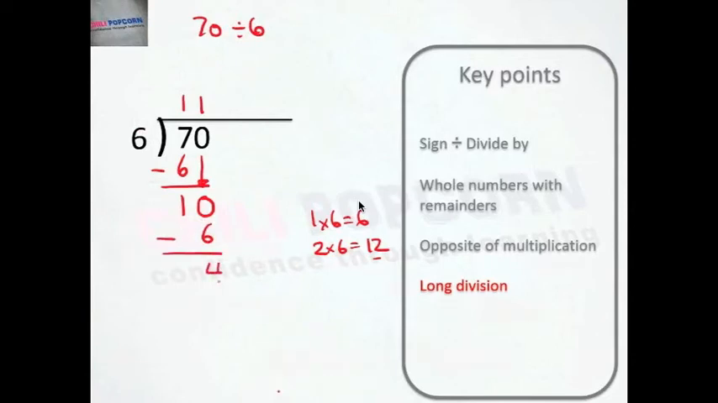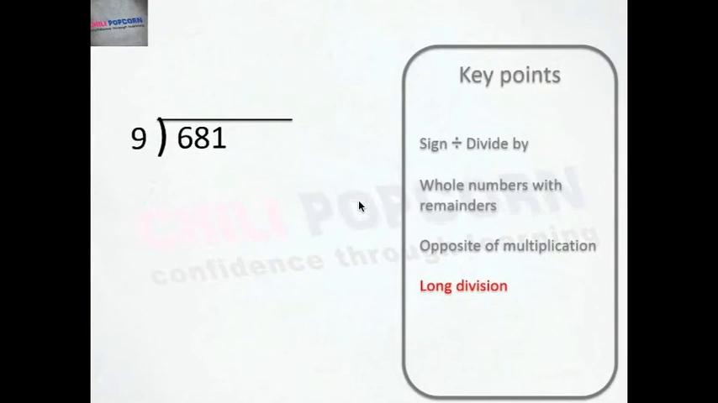I'm left with 4. Now 6 is more than 4, so 6 is not going to go into 4. So my answer is 11 remainder 4. So that's what's left over. Okay, I'll do one more example with a much larger number so you can see the mechanics of it.